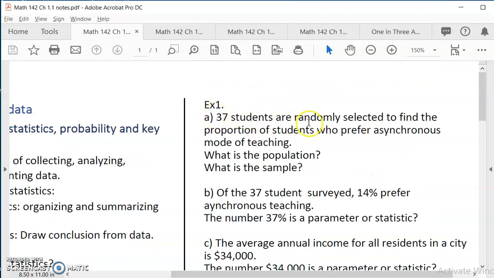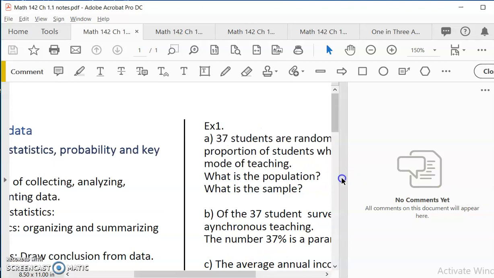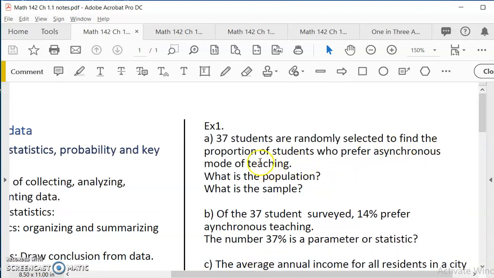Example 1, 37 students are randomly selected to find the proportion of students who prefer a synchronous mode of teaching. So obviously these 37 students were surveyed, right? And then the goal is to see the percentage.